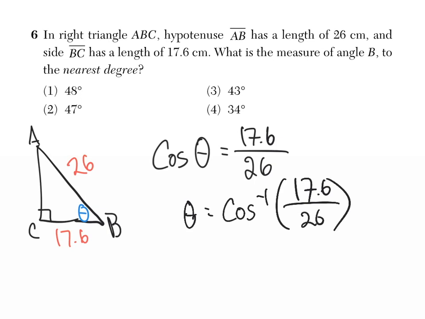So we're going to do theta equals the inverse of cosine, 17.6 over 26. And when you pop that into your calculator, this unknown angle is going to be 47.396 degrees. And because this is saying that we need to determine what it is to the nearest degree, don't be fooled. The nearest degree is 47, not 48. So option number 2 is the correct answer.